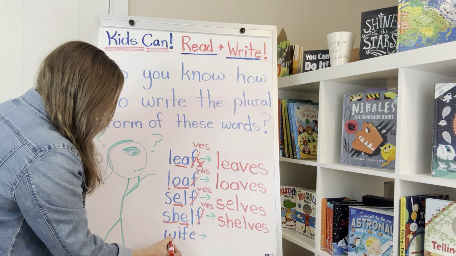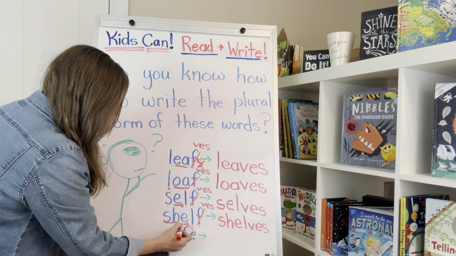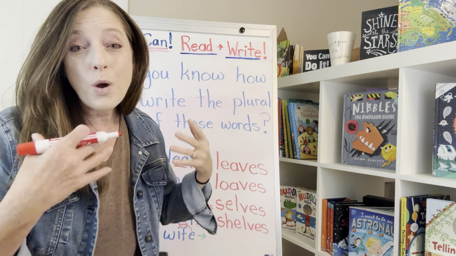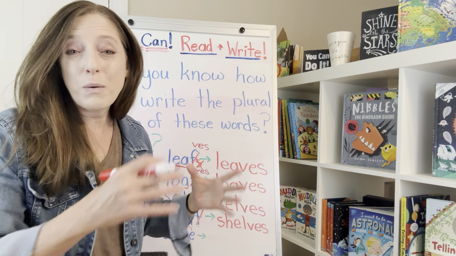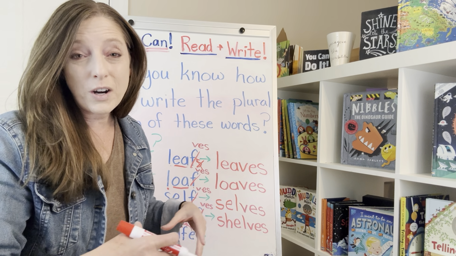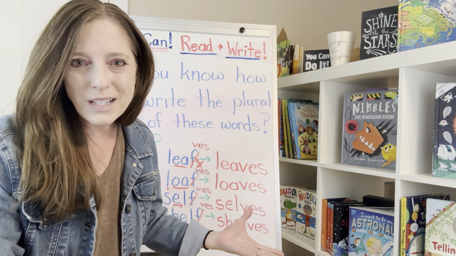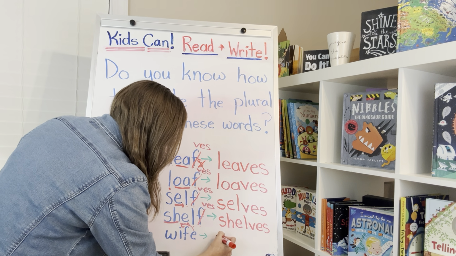What is this? A wife. Wife. We have that E bossing the I. Wife. A husband is married to his wife. Now, if you're talking about more than one wife, like all the wives are getting together next week, that would be spelled how? Well, let's see.